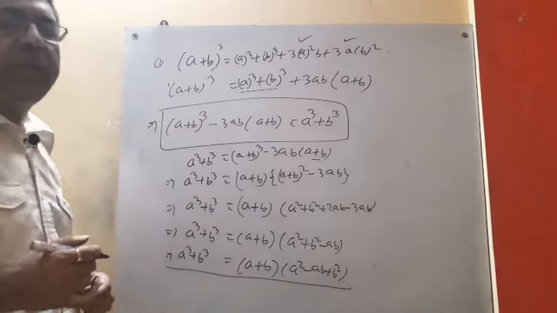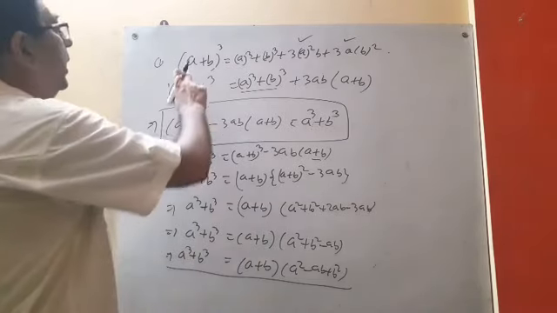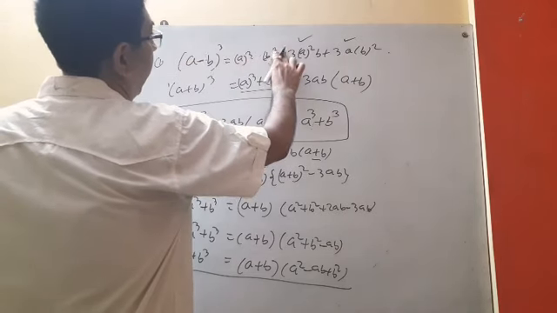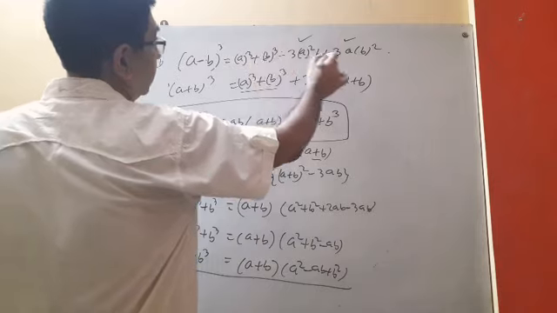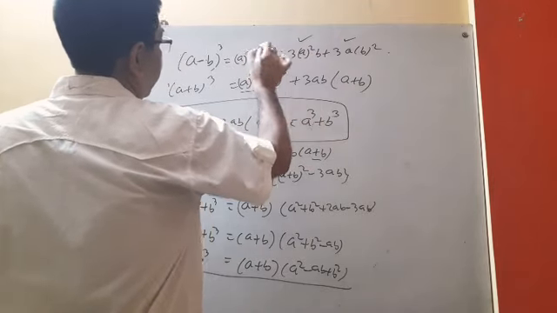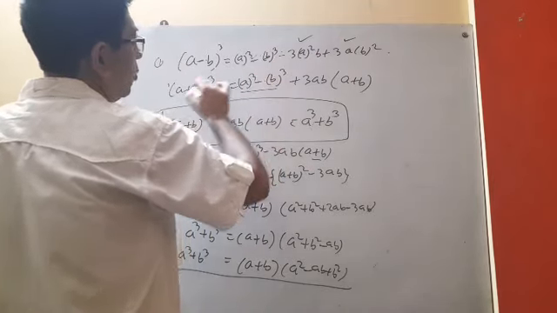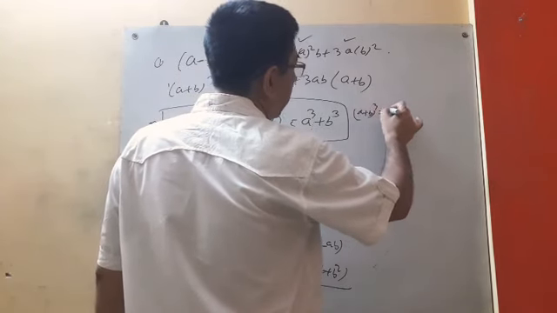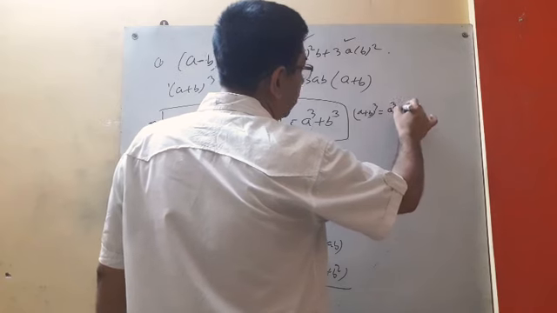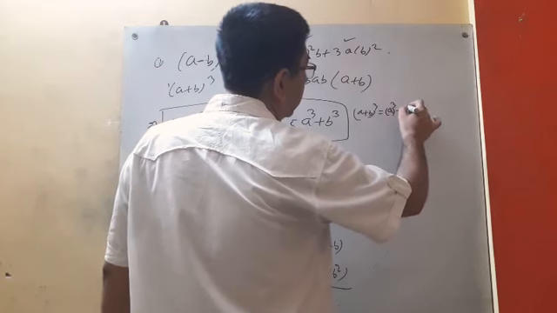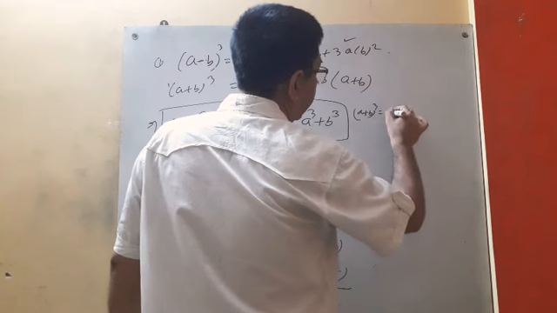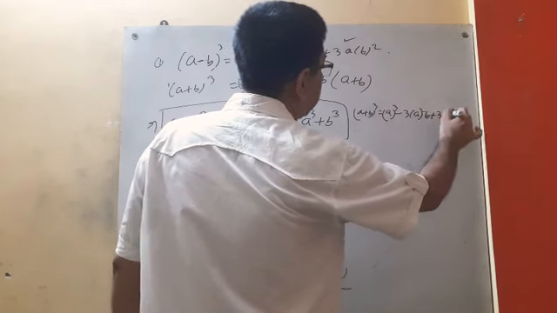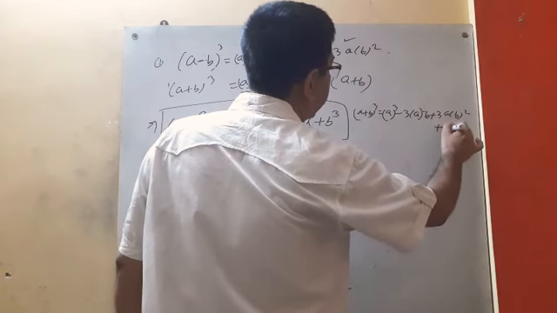Okay. Same thing will go for a minus b whole cube. For a minus b whole cube, it will come a cube minus 3a square b plus 3ab square minus b cube. So this, it will come a cube minus b cube. Achha, a plus b whole cube formula, in some books it is written as a cube plus 3a square b plus 3ab square plus b cube, right?